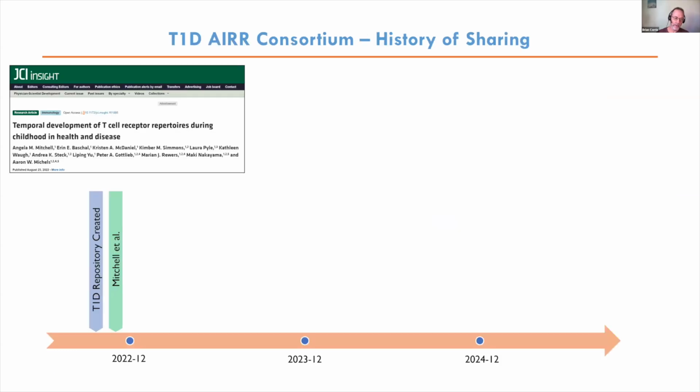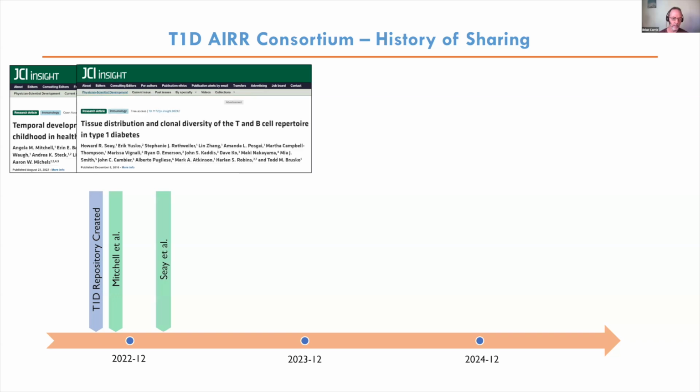So this is a little bit of the history of that sharing. As we mentioned, we started this with Aaron Michelle and Todd Brusco, and our first 2 data sets were from their group. We created the repository in 2022. We added those 2 studies to prime the pump, so to speak. In parallel, we were working with Nina Prack at the University of Pennsylvania, who was doing some work with HPAP data. And so we had 3 data sets in the T1D repository fairly early on.